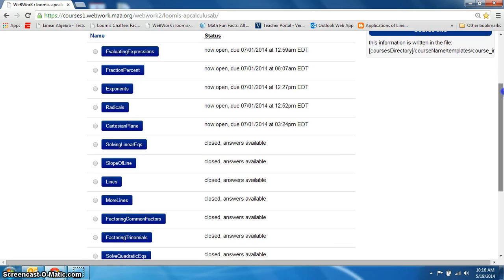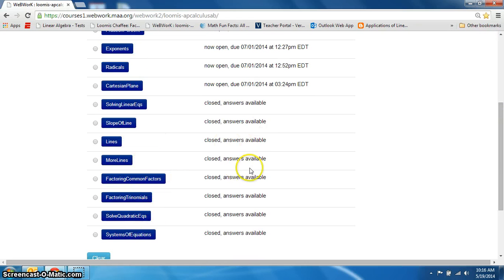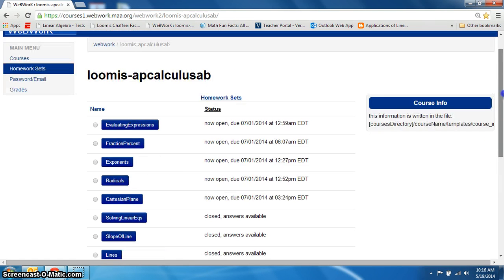After you log in, here's the page. It has 13 problem sets corresponding to some of the topics we have on the Loomis Portal page. And notice for each problem set you have the due date, and also the specific time that it's due.